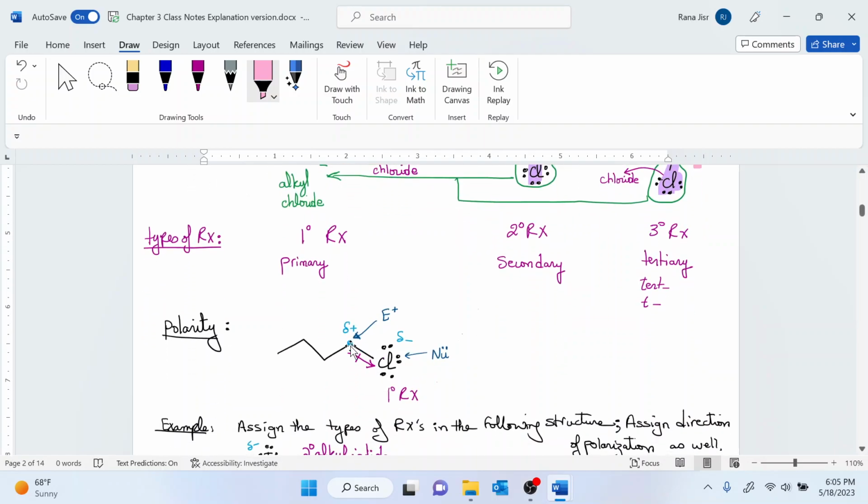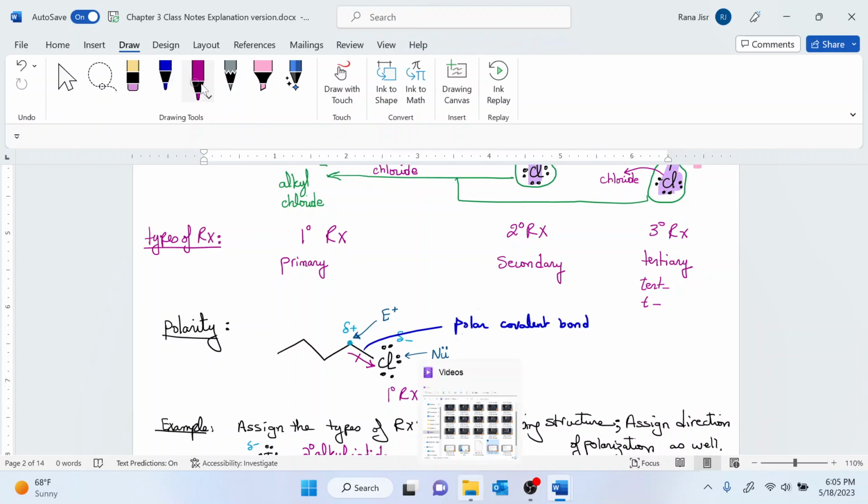The bond between the carbon and the halogen in the alkyl halide is a polar covalent bond. And because it's polar, this bond generates a dipole. It generates a direction of polarization since the chlorine is more electronegative than the carbon. The hybridization of this carbon is sp3. So you have an sp3 carbon connected to the chlorine. The chlorine is more electronegative than the carbon, so the pull of electrons is going to be towards the chlorine.